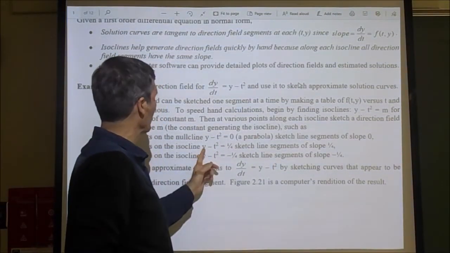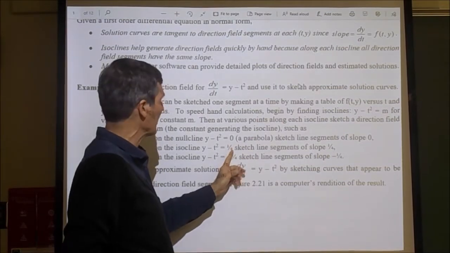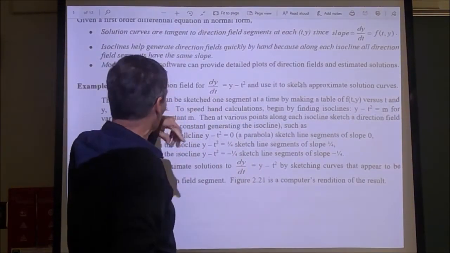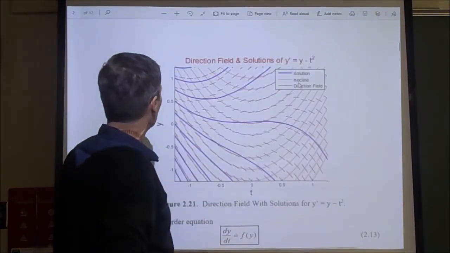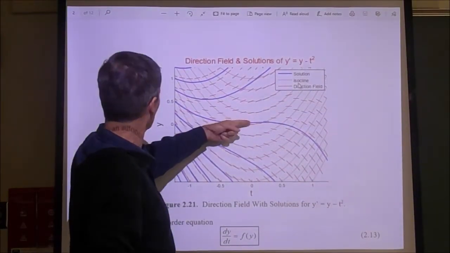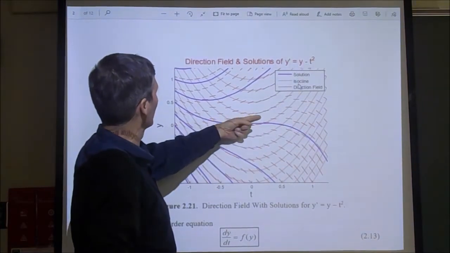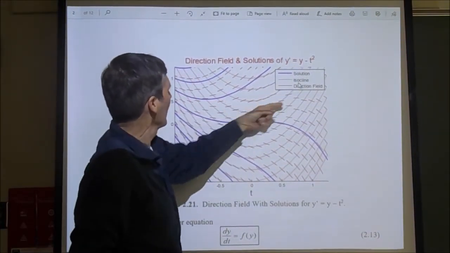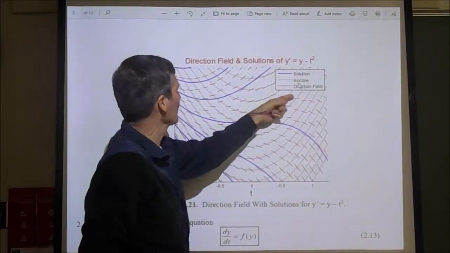That's easy to draw too. y equals t squared plus 1/4 is the same parabola, shifted up 1/4 unit, right? Because I added 1/4 to every y coordinate. So 1/4 is about right here, at 0, 1/4. I draw line segments of slope 1/4.